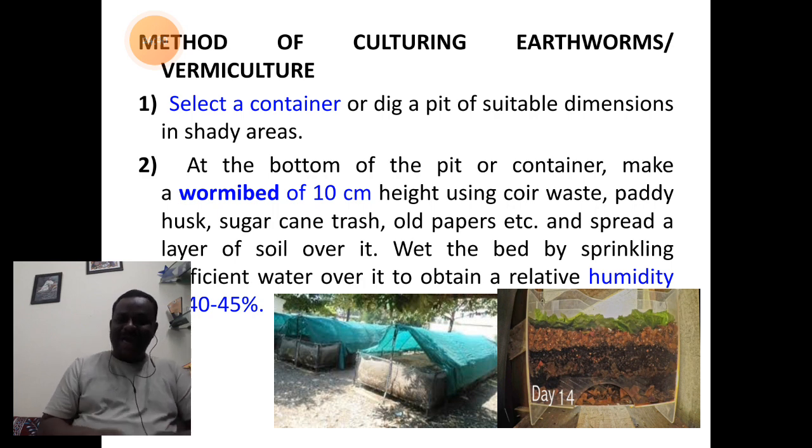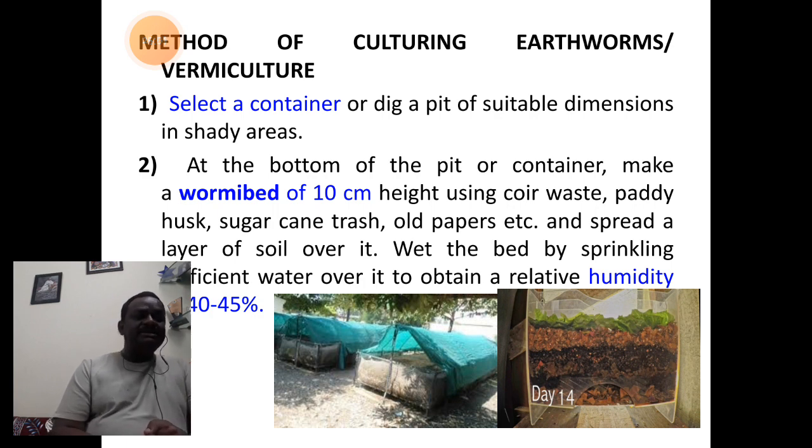So there is a requirement of a bed on which these earthworms are reared. In this step, the bottom of the pit or container is laid with coir waste, then paddy waste or paddy husk, sugarcane trash or waste, old papers, etc., that form a soft and delicate bed for the worms. It is covered with a layer of soil, and the thickness of this wormy bed should be 10 centimeters.